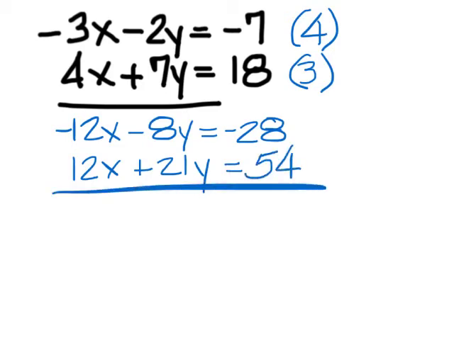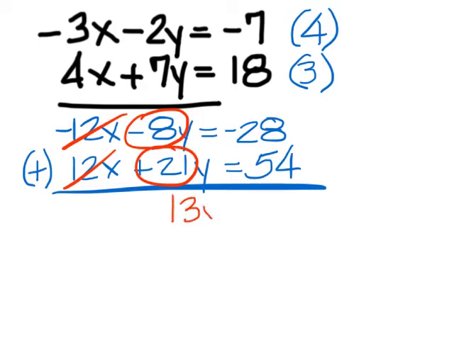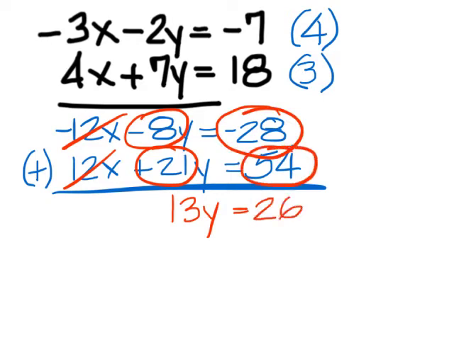Now, do I have to add or subtract to get rid of the x's? Subtract. If I subtract, it would be negative 12 minus 12, which is negative 24. So you would have to add them together. So when I add them together, negative 12x plus 12x is 0. That's what we want. We want them to be gone. But now I have negative 8 plus 21. That's 13. Negative 28 plus 54 is 26. And now divide to get the answer for y. And that would be 2.